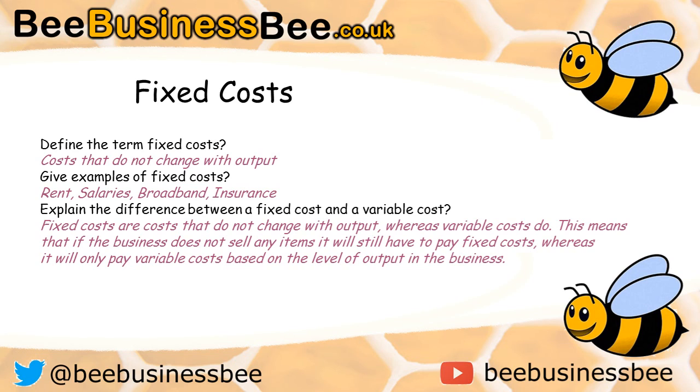And then explain the difference between a fixed cost and a variable cost. Fixed costs are costs that do not change with output, whereas variable costs do. This means that if a business does not sell any items, it will still have to pay its fixed costs, whereas it will only pay variable costs based on the level of output in the business, so the number of items it produces or the number of items it sells. So remember, fixed costs are going to happen all the time. If nobody comes in your shop, you still pay your fixed costs.